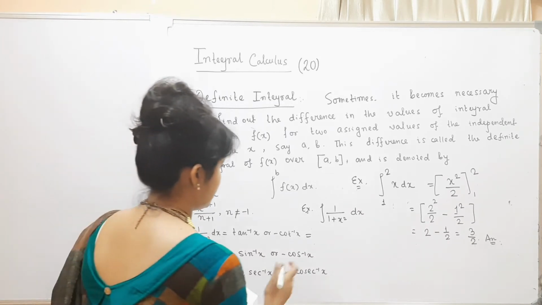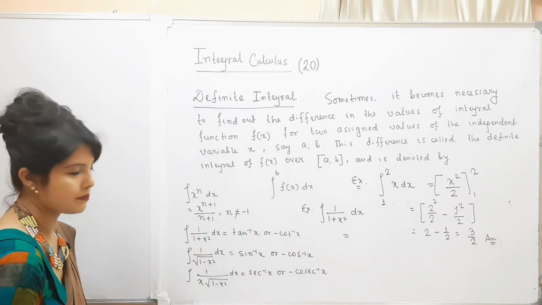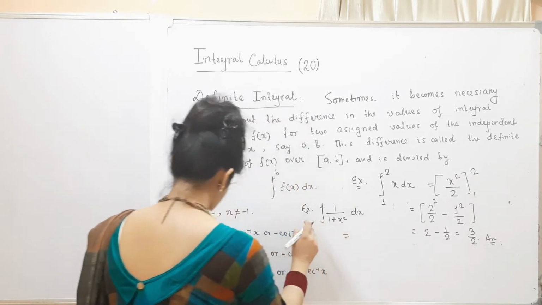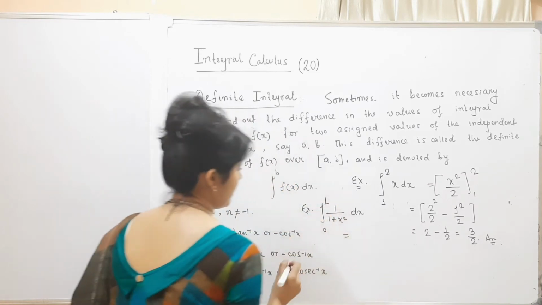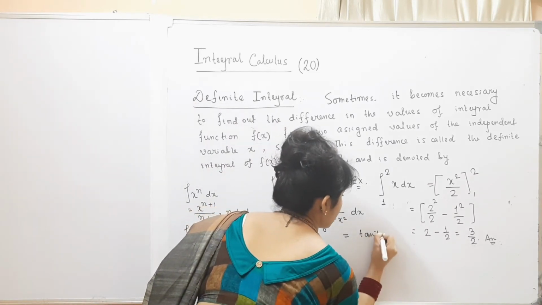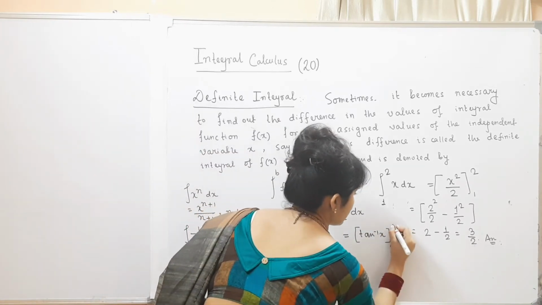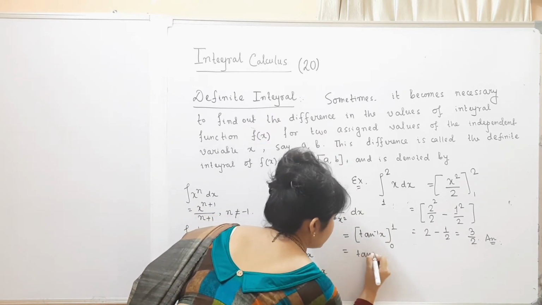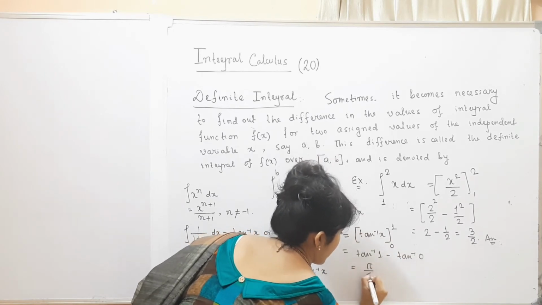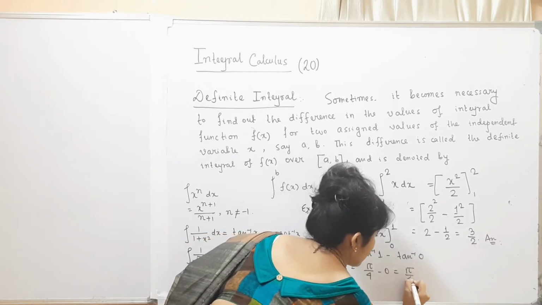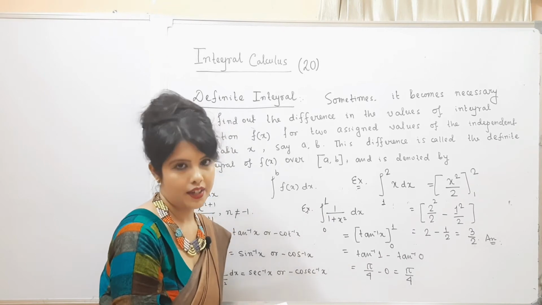For this portion, since there is a formula, integration of 1 by 1 plus x square dx is equal to tan inverse x, and the limit mentioned here is 0 to 1. According to the formula you can write tan inverse x, with the lower limit and the upper limit: tan inverse of the upper limit minus tan inverse of the lower limit. It will give you pi by 4 minus 0, so the answer is pi by 4. So they are very elementary kinds of definite integrals.